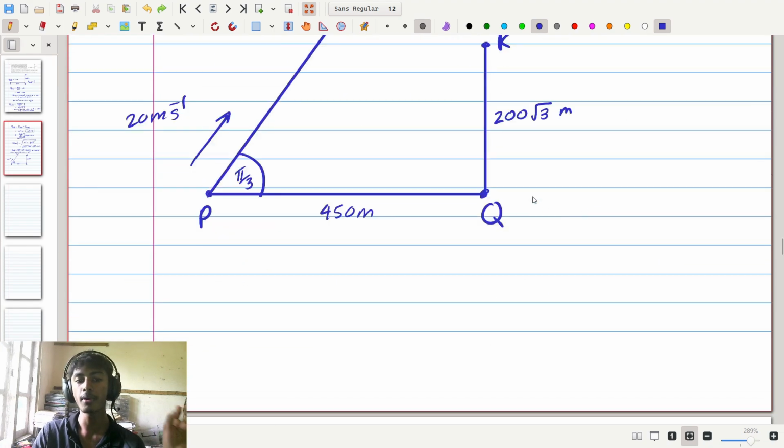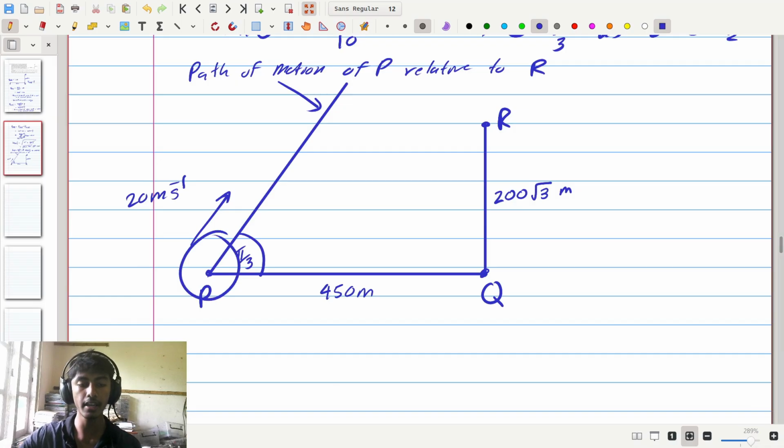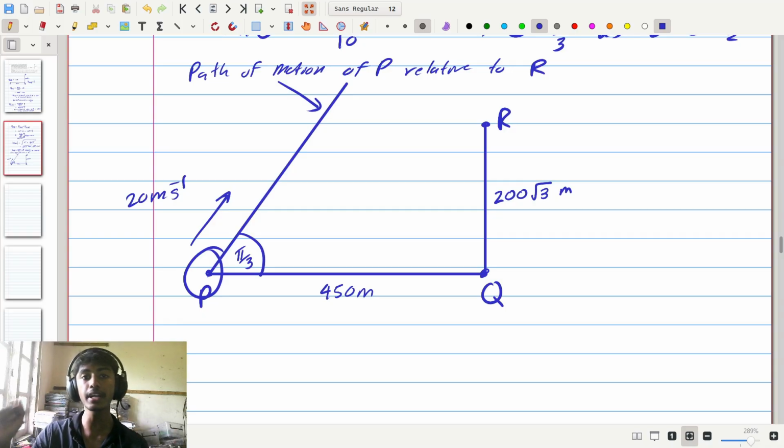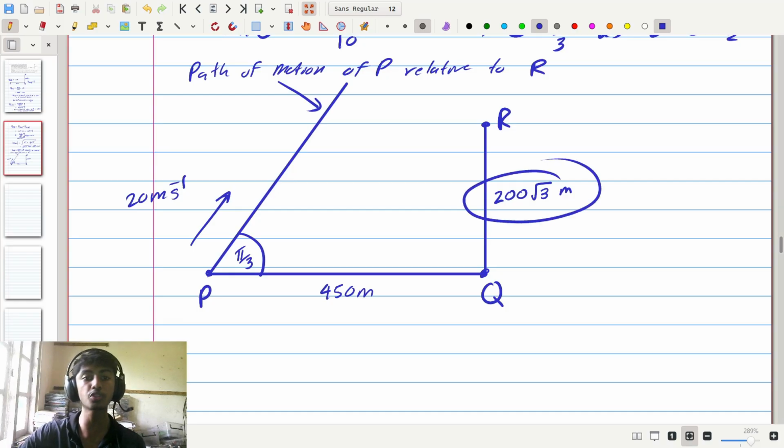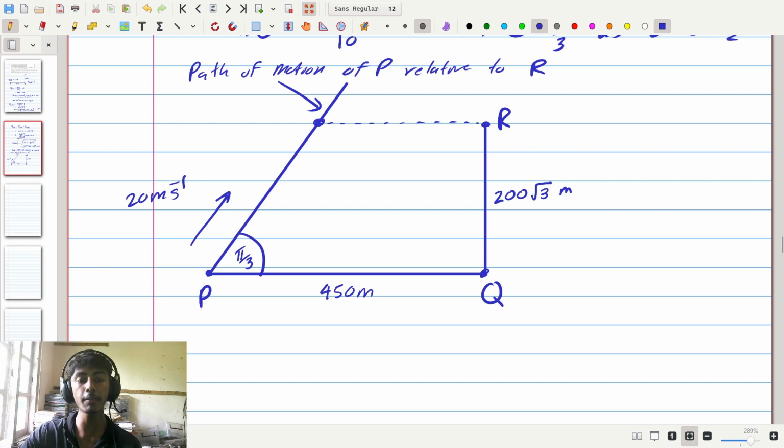So therefore, from the starting position of P, it will move upward by 200 root 3 meters. Now looking at the diagram, we can see since the boat R is 200 root 3 meters north of the current position of the boat P, after 20 seconds, if P moves vertically upward by that same distance of 200 root 3 meters, then at the point that we're interested in, the boats P and R will be at the same vertical position, and therefore the point we're interested in is this point right here.